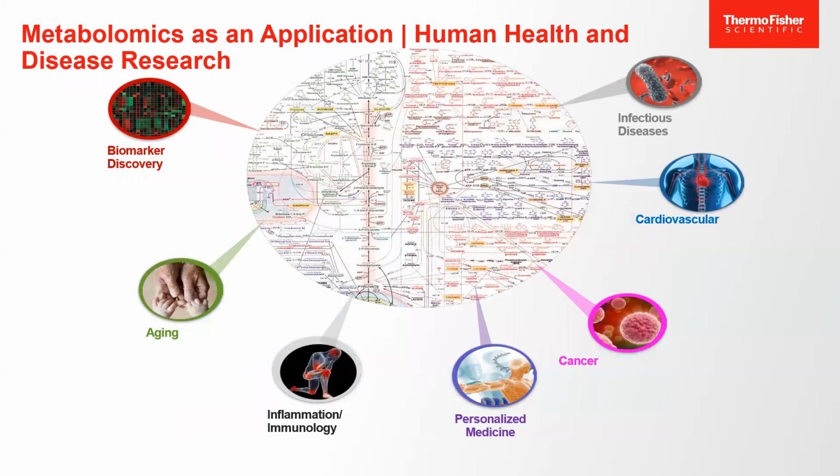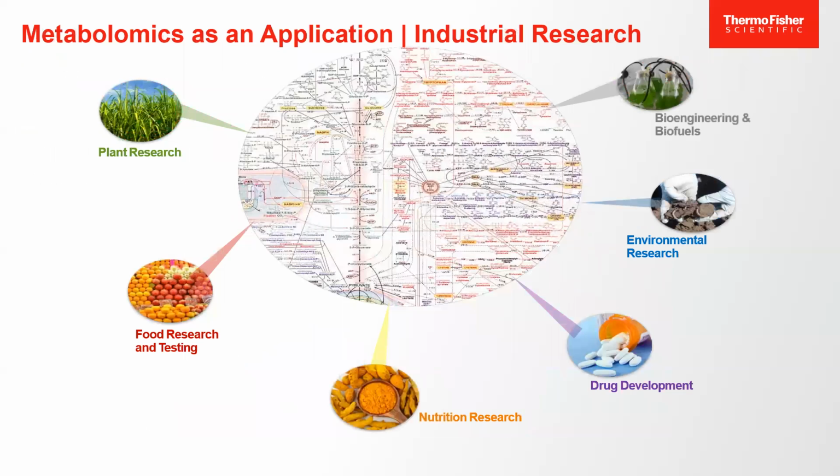Metabolomics as an application is an extremely broad topic to begin with. It covers a wide variety of applications. As you can see here, this is just the human and health side of things. So you can cover cardiovascular, personalized medicine, aging, biomarker discovery. Then you can also do it in industrial research, which is your drug development, your food research, your plant research. So it's a common theme of research, but it is a very broad topic in terms of what can qualify as a metabolomics application.